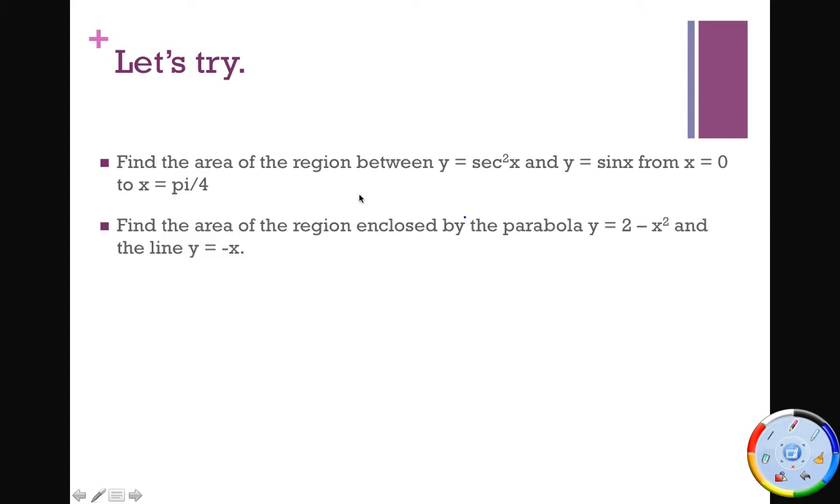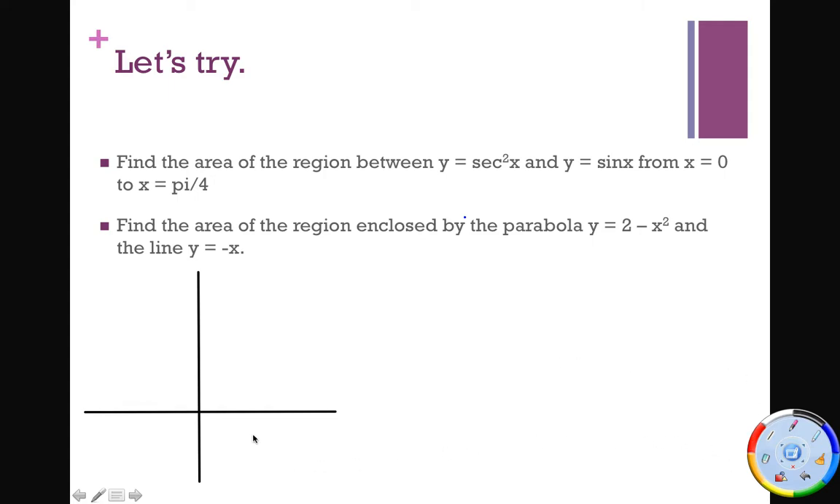Let's try this one. Let's try the area of the region enclosed by the parabola and the line y equals negative x. Well, let's see here. We kind of need to know what this means because notice in the first question, it gives you the limits of integration from 0 to pi fourths, but it doesn't give it to you here. So it's probably a good idea to graph the two functions, see what they're going to look like.